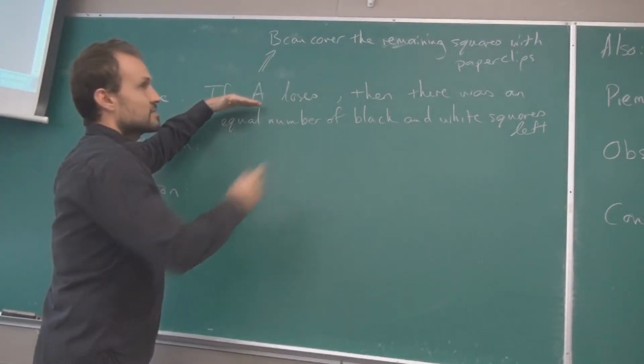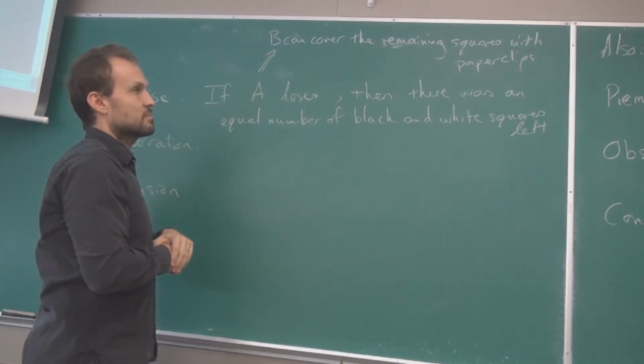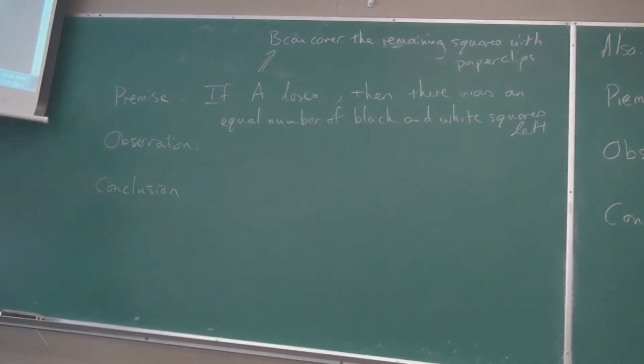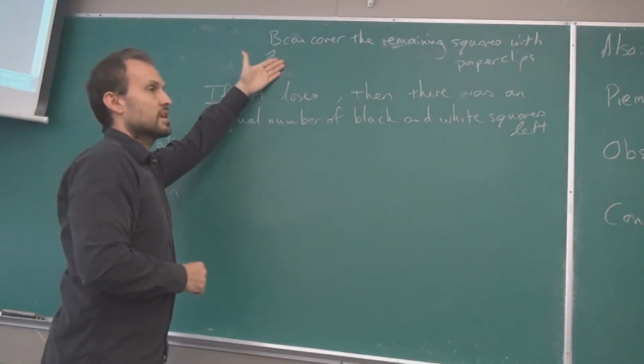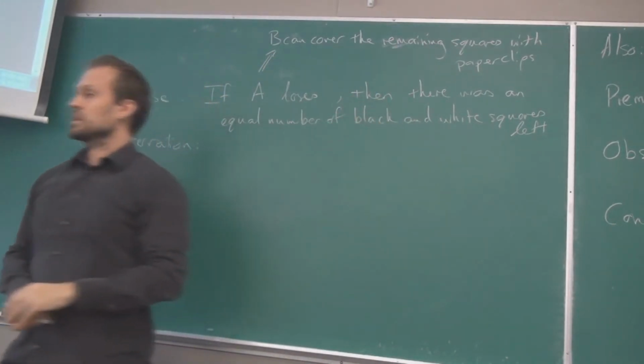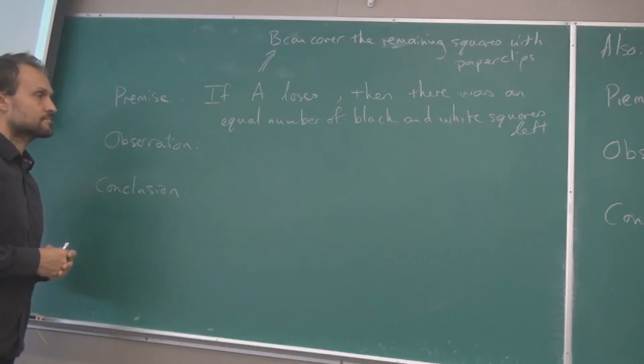So, I'm making a similar type of statement, an if-then sentence, to match it with my simple example. If B can cover everything, then there was an equal number of black and white squares. Based on the rules of the game, that is the only way he can possibly cover everything that is open.